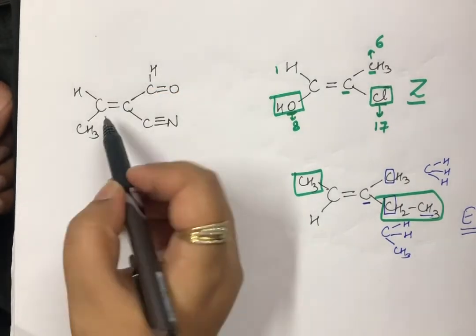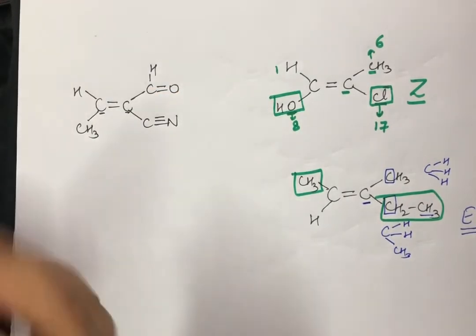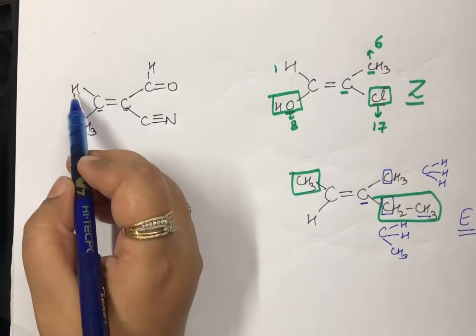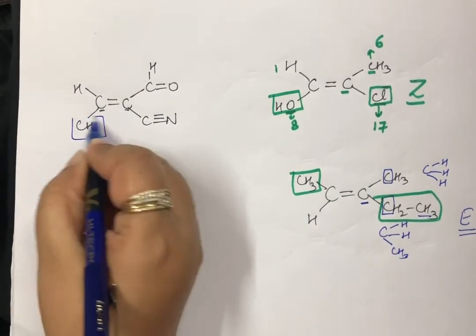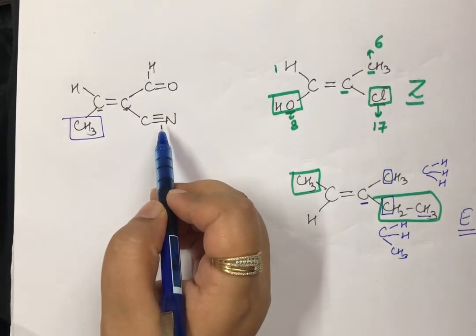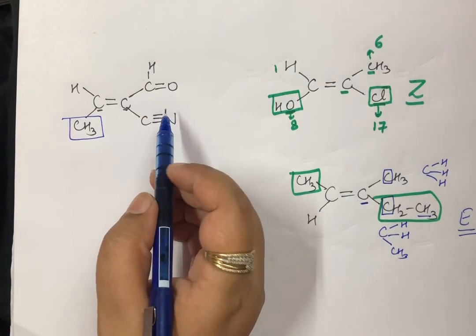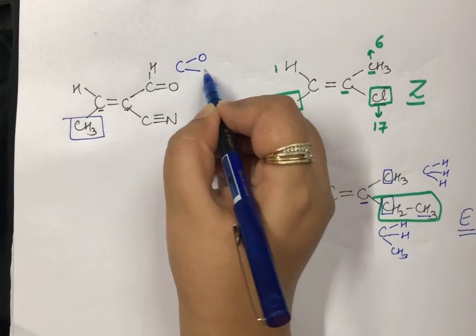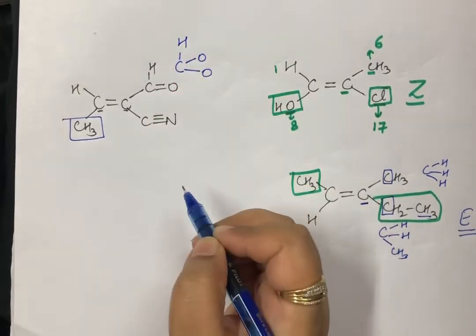Now if I talk about this, these are the two carbons that I need to talk about. For this carbon, it is on one side attached with a CH3 and here it is attached with a hydrogen. So this is of more priority to me. And when I talk about this, here there is a double and a triple bond. So the rule says that if it is doubly bonded, you have to hypothetically assume that it is attached to that many numbers of atoms.